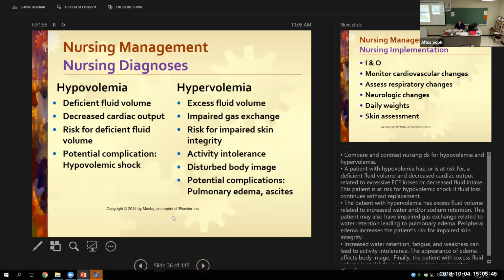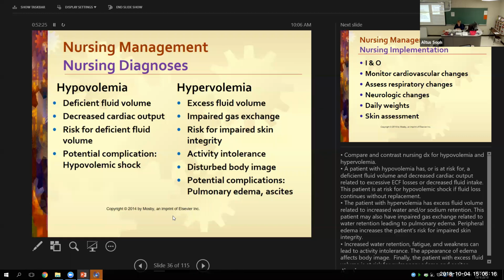So now we're talking about, just in general, where are we in our book? Hypovolemia and hypervolemia. Hypovolemia just means that we overall do not have enough fluid in our blood. Different diagnoses that could pertain to that would definitely be deficient fluid volume. Okay. And I think we're kind of on page 276.